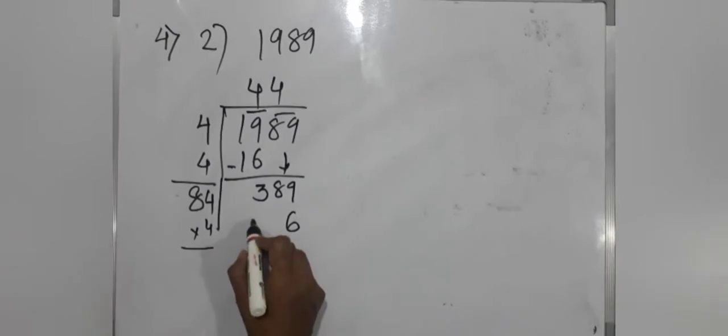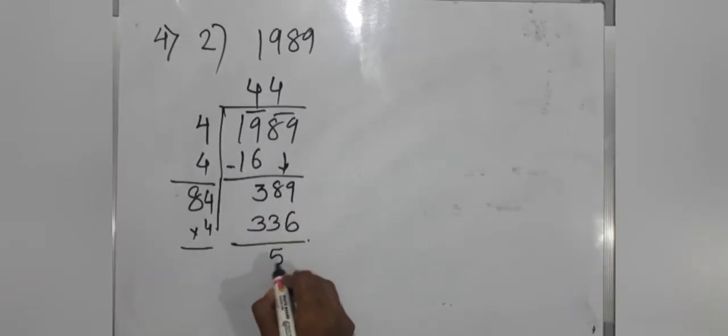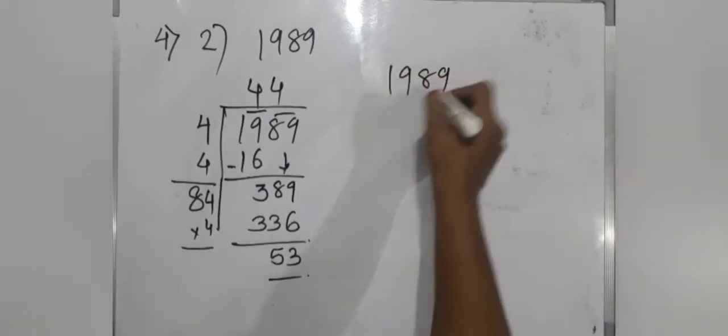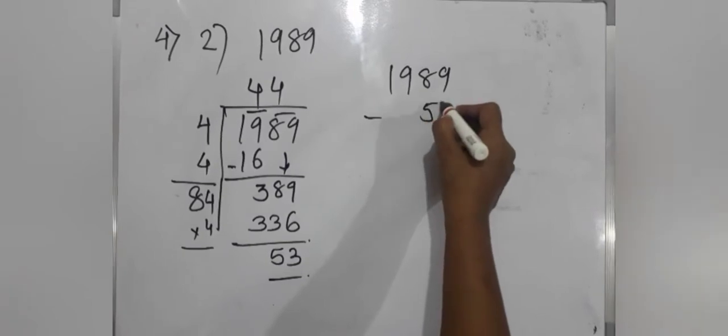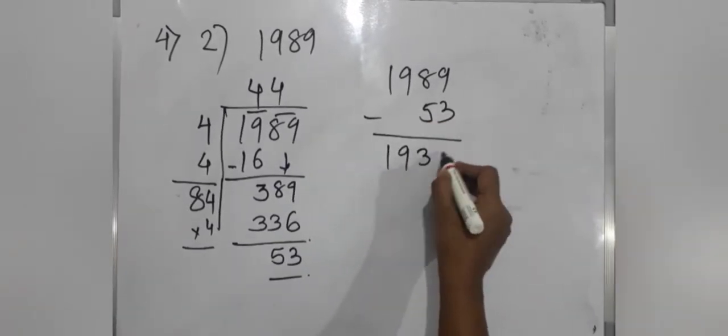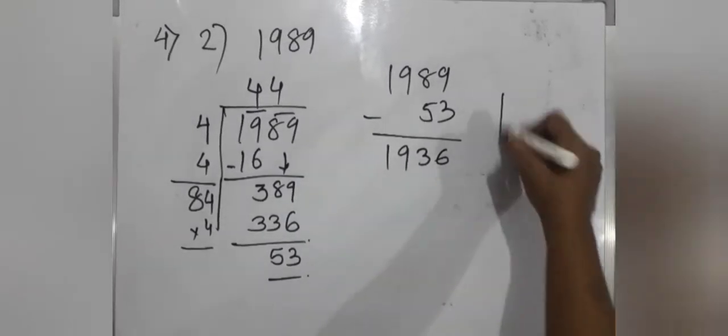4 into 4 is 16, carry 1, 4 here 32 plus 1 is 33. Subtracting, we get 53. So we have to subtract 53 from 1989. We will get 1936. Now let us find out the square root of the number obtained over here.